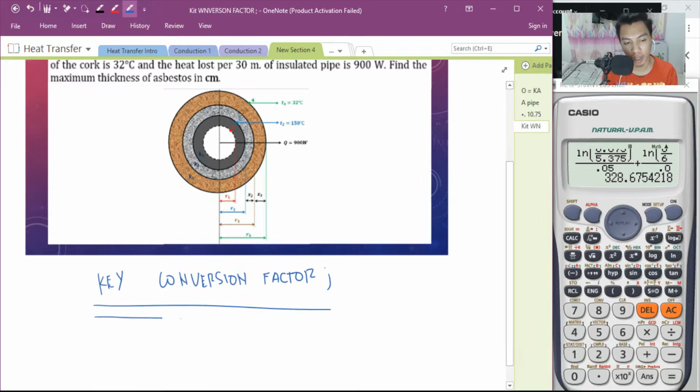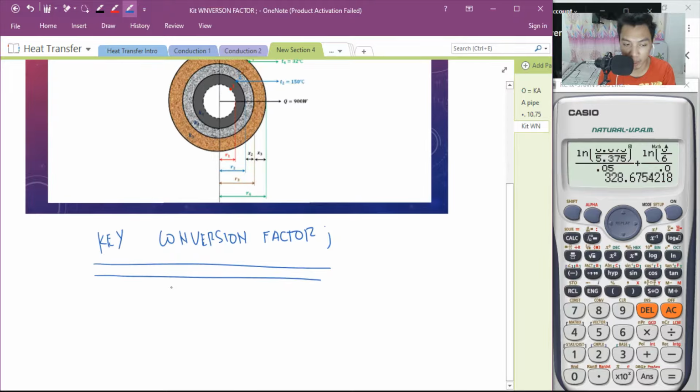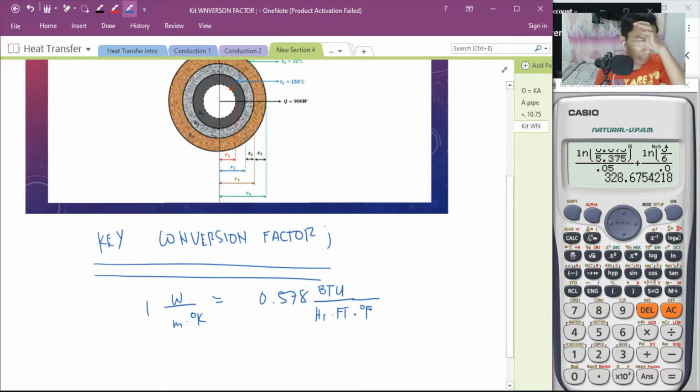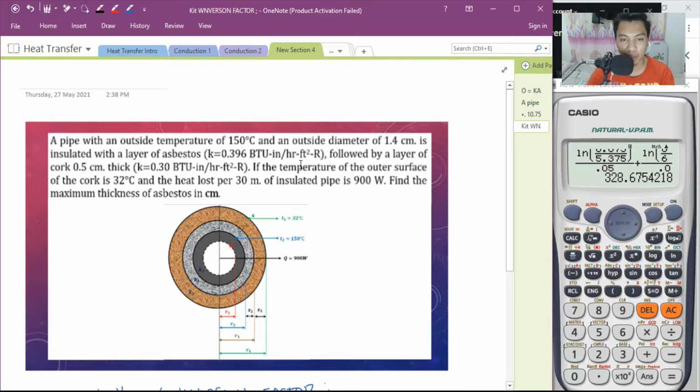Tandaan nyo to. Okay? Para dire-diretso at hindi na kayo magko-convert pa ng pagkarami-rami. So, 1 watt per meter degree Kelvin is simply equal to 0.578 BTU per hour, feet, degree Rankine, or degrees Fahrenheit. As is na to, kaibigan. Okay? As is na yan. Pwede na yan. So, ito, pwede ko na i-convert to. Okay?